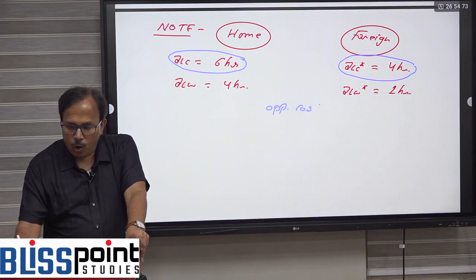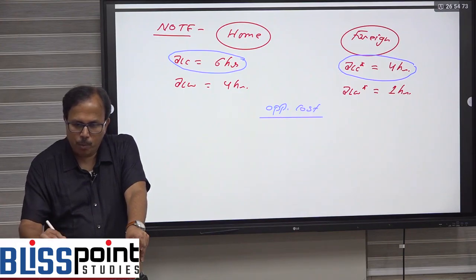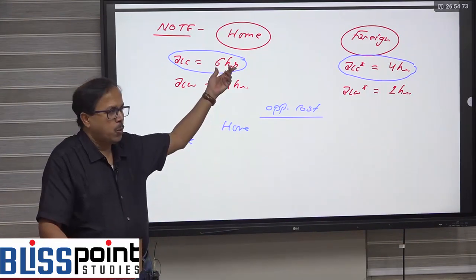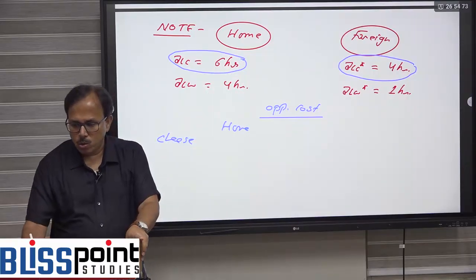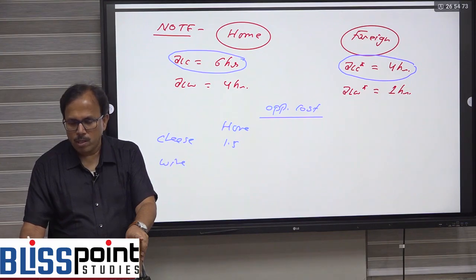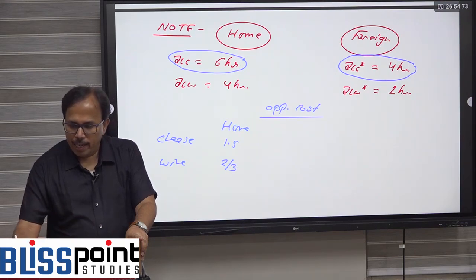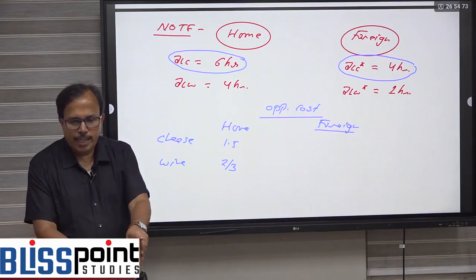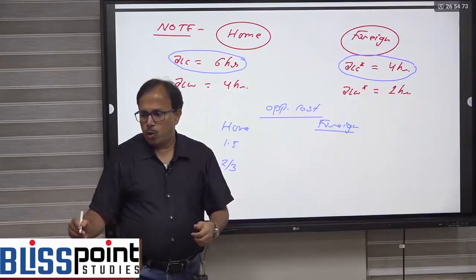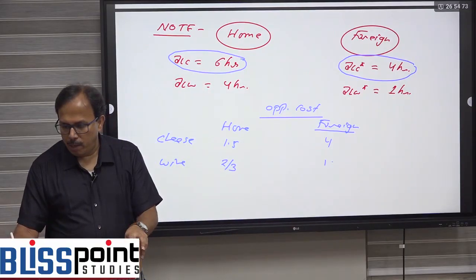So what is the opportunity cost of cheese in the home country? If I write the opportunity cost of cheese in the home country, this ratio is 6/4. So this number will be 1.5. And what will it be for wine? Just suppose, it is 4/6, that is 2/3. And how much will it be for the foreign country? In the foreign country it will be 4/1 and then 1/4. So 4/1 and then 1/4.